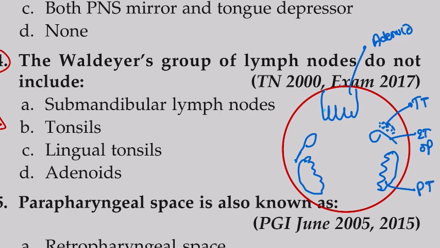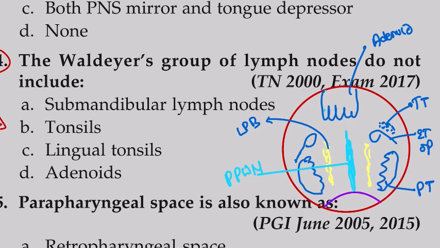Now just in the middle, what do we have? We have these structures, which are our lateral pharyngeal bands, right? And in between we have posterior pharyngeal wall nodules, right? And talking about below, here we have the lingual tonsils.